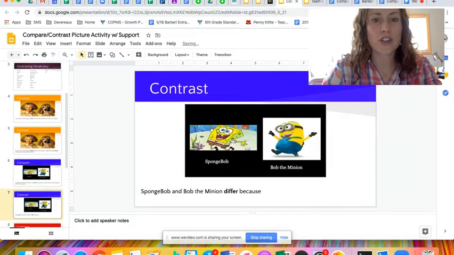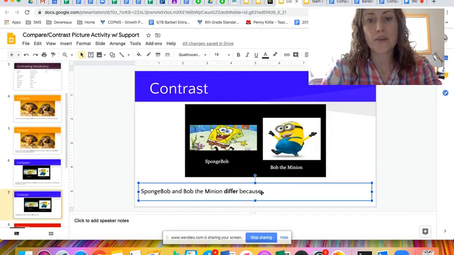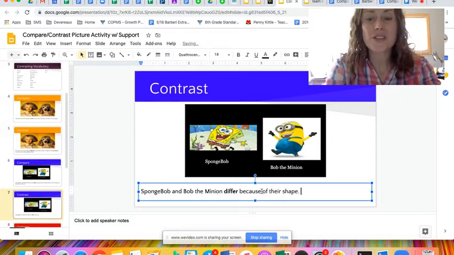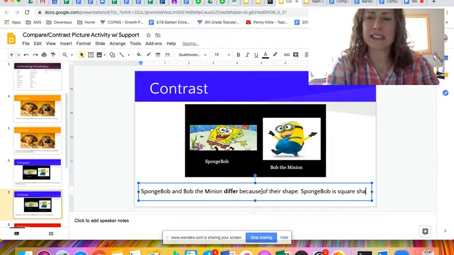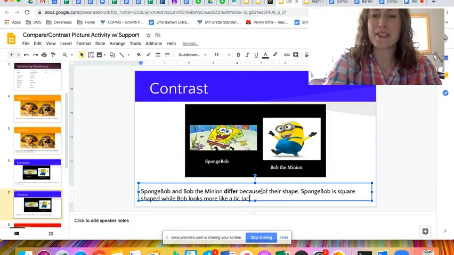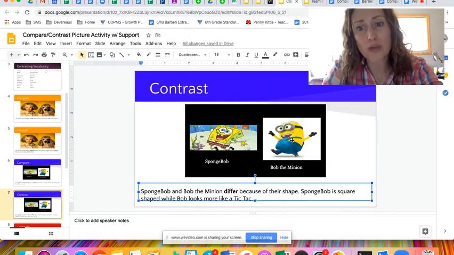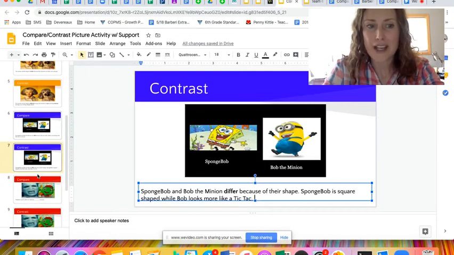Next one. Now we are going to contrast these two. SpongeBob and Bob the Minion differ because, now we're using the word differ, because of their shape. I'm going to turn this into 2 sentences. SpongeBob is square shaped, while Bob looks more like a tic tac. Maybe that should be capitalized. All right, so you can have as much fun with this as you want. Technically, SpongeBob has on a shirt, Bob doesn't. SpongeBob has shorts, while Bob the Minion has full-length pants.